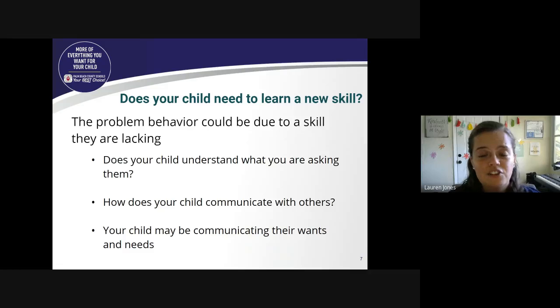Does your child need to learn a new skill? Once you know those strengths, you need to think about what skills they might need. The problem behaviors they're engaging in could be due to a skill they're lacking. Do they understand exactly what you're asking them to do? Another thing to consider is how does your child communicate with others? This problem behavior may be their way of communicating their wants and needs. So we need to look at the behavior and see what my child is trying to communicate, or what they are trying to get out of using this behavior.